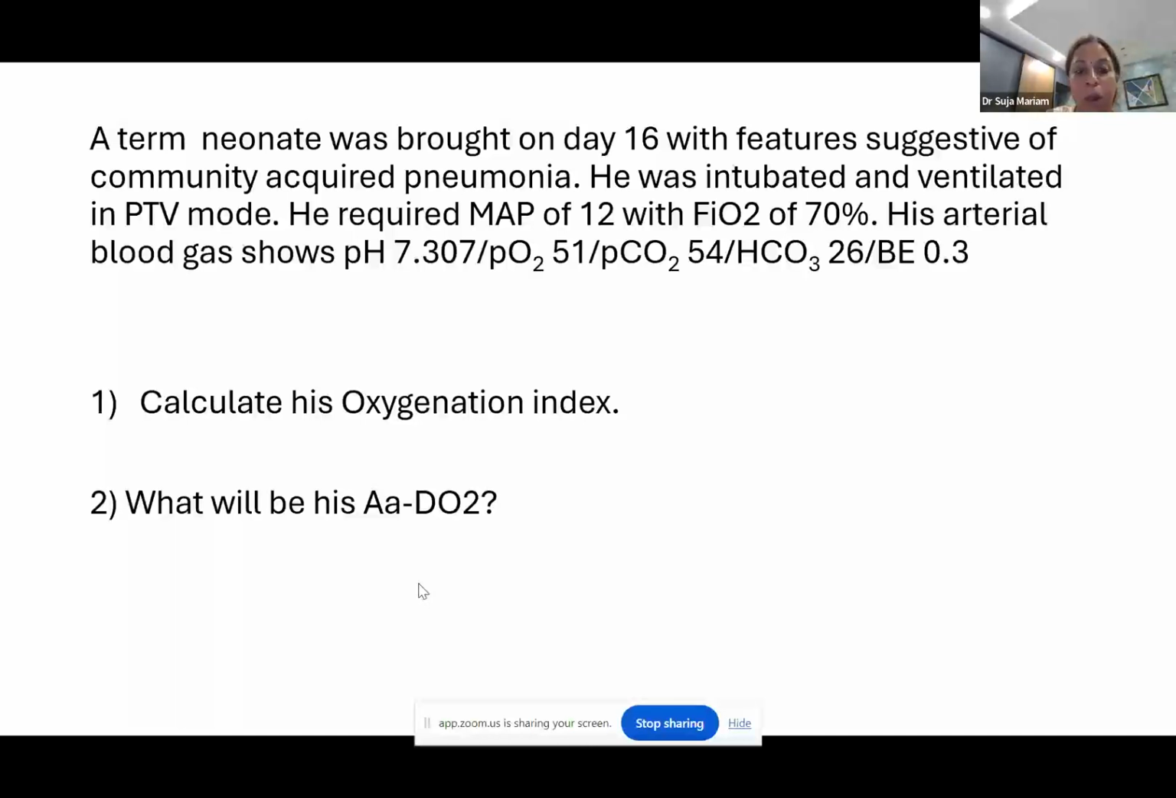So this is a formula based OSCE. I have given you the FiO2 of 70%. He's on PTV mode, but we have directly given you the MAP of 12, and you have his complete blood gas. So what will be his oxygenation index and what will be his AaDO2?